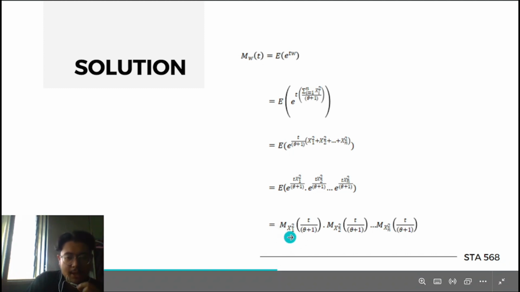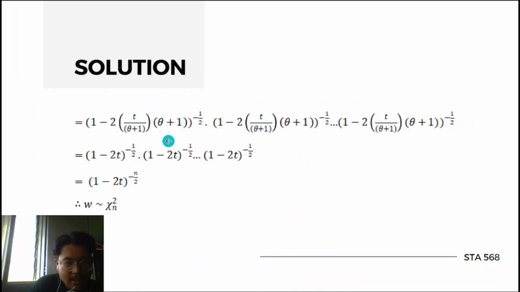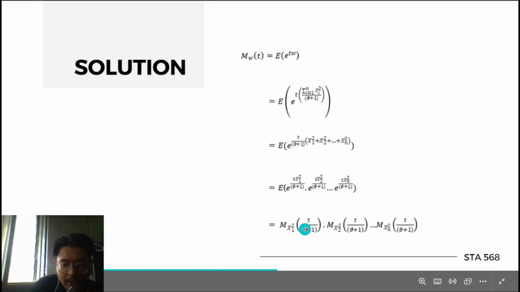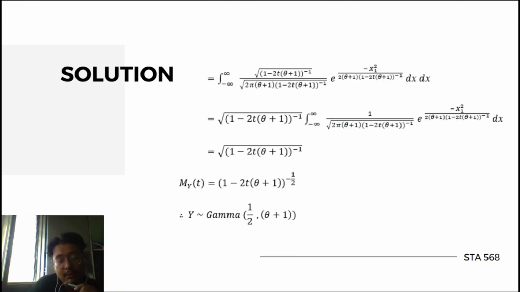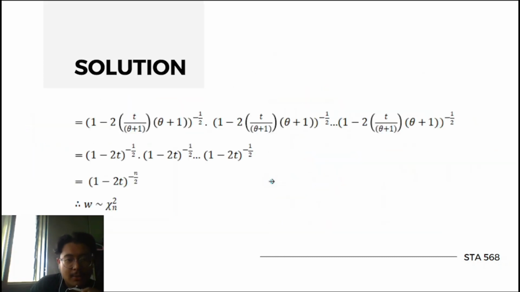So M x1 squared, we take it from this, and t over theta plus 1, times M x2 squared with t over theta plus 1, and times until M xn squared t over theta plus 1. Okay, next we can substitute the t value inside the formula that we get from question A. So we can insert the t value here into this formula. So we get it like this.